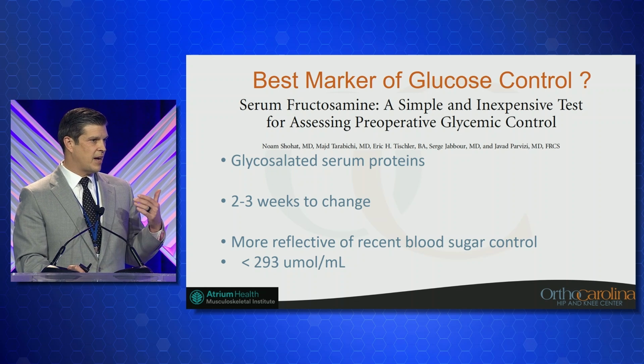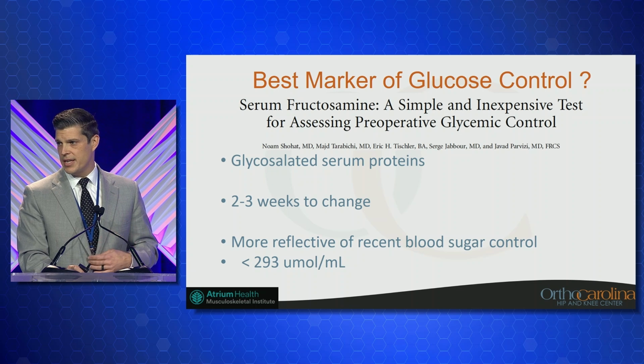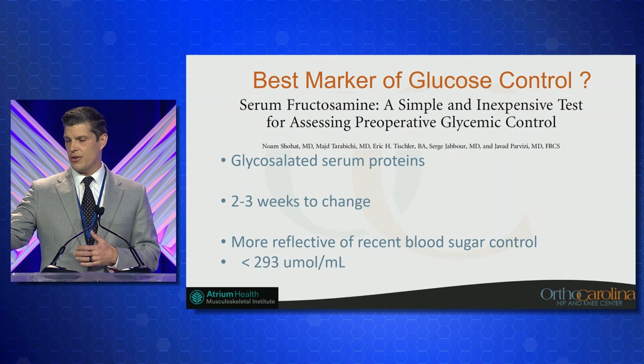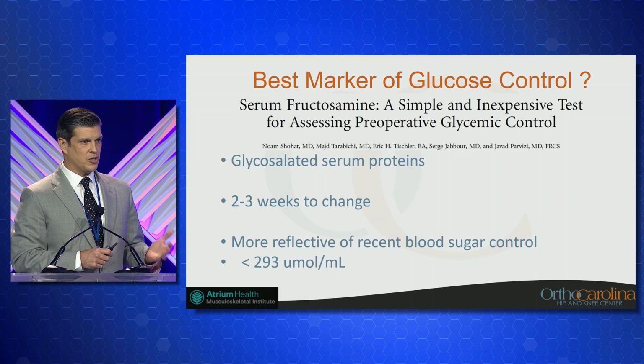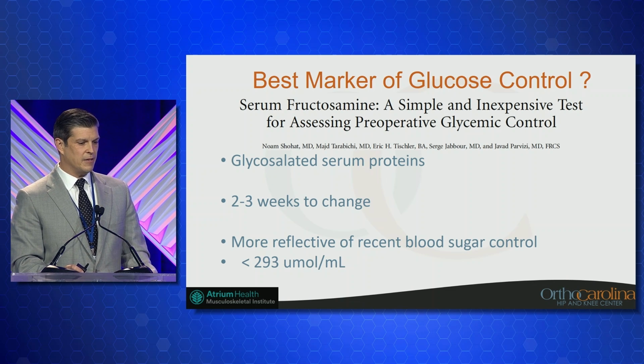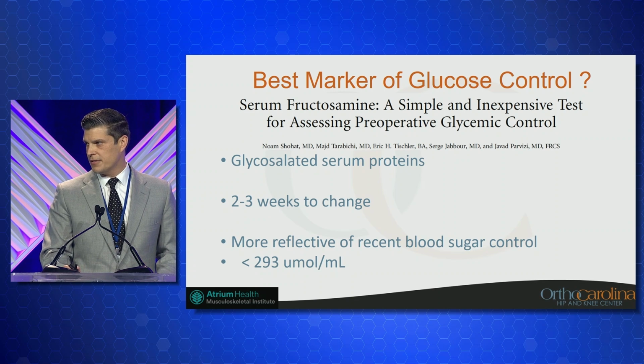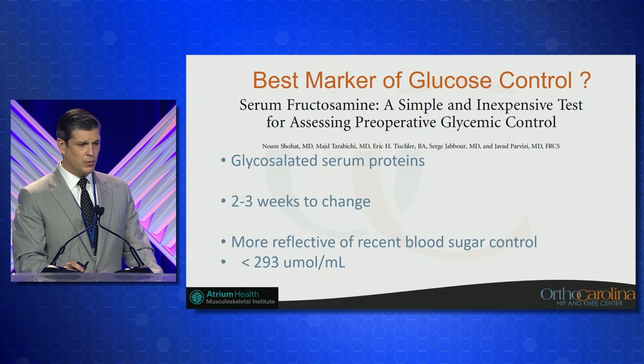How do we use it? If I have a patient that has a hemoglobin A1C above 8, we don't want to delay their surgery 3 months. We'll put them on a strict regime for 4 to 6 weeks, and then we'll check a serum fructosamine. If it's less than 293, oftentimes we will proceed with surgery.